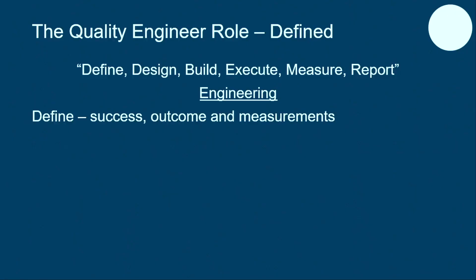So in my definition, we do this by defining the role of engineering as: define, design, build, execute, measure, and report. And all of those six characteristics are what embody the quality engineering role.